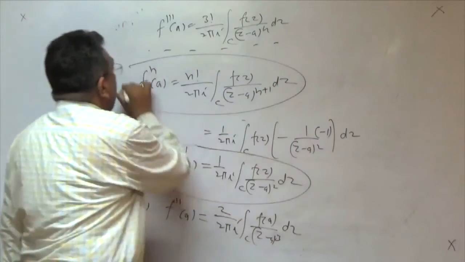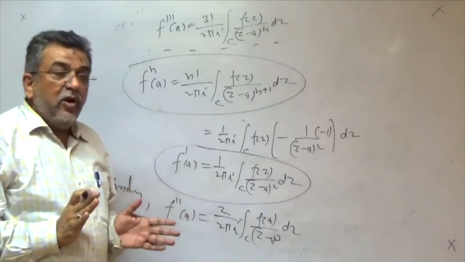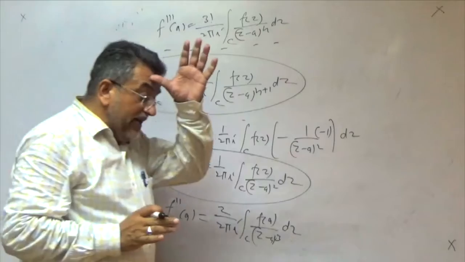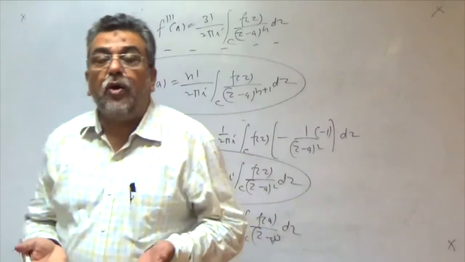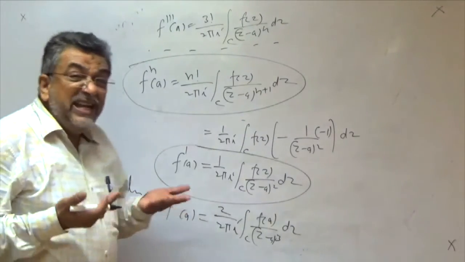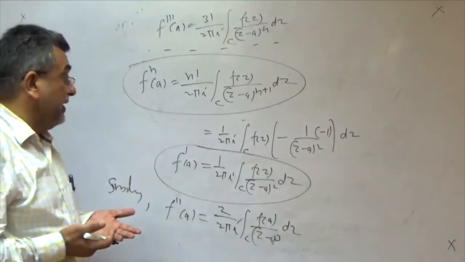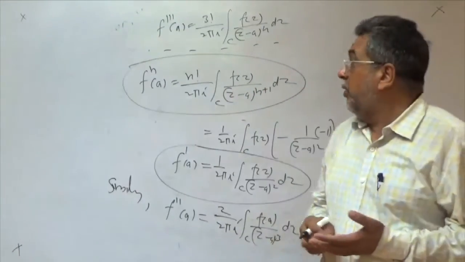This is the main formula. This is the formula for any derivative of any analytic function by Cauchy's integral formula. And by this formula, you can find a derivative of any order if the function is analytic, by using Cauchy's formula. This is the second formula.